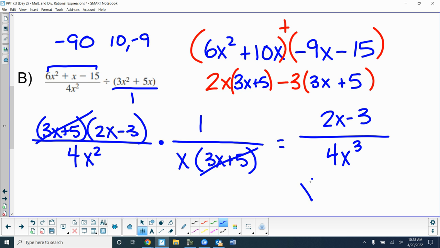All right, so x cannot be, where the x is, Jordan, what's it going to be? 0. Right, good. So it can't have a 0. And what makes 3x plus 5 equal to 0? What are you going to do when you set that equal to 0? What's going to move first? The 5. How does it move? Minus 5. How do you move the 3? Divide it, right? So it's going to be negative 5/3 is the other x value that we can't have, because that would give us a 0 in the denominator, and that's not acceptable. All right, is that making sense?